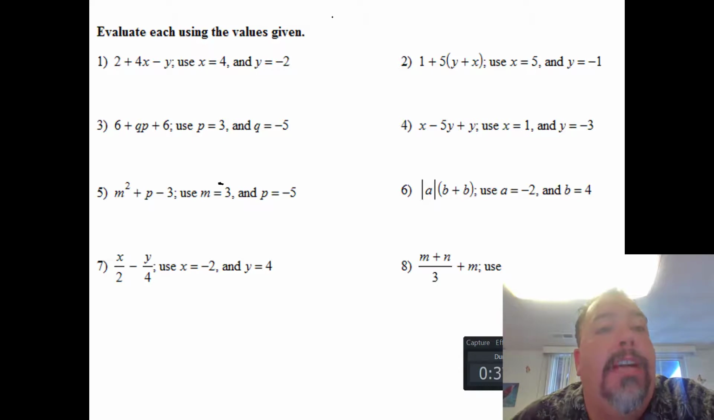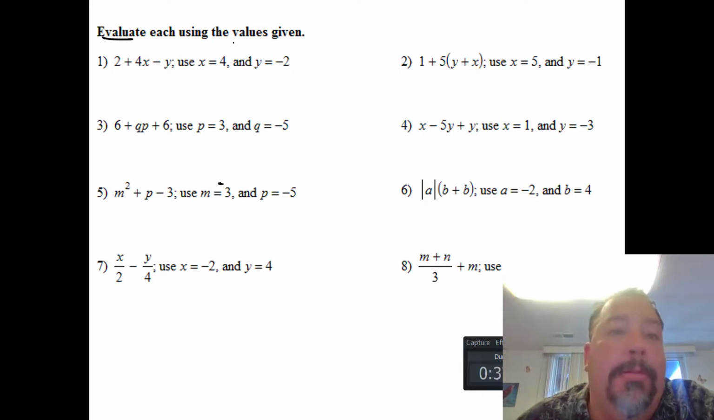Alright, so now we're going to go over how to evaluate expressions. And evaluating is pretty easy. It just means that we're going to plug in certain values in for letters. So these letters are variables and they're going to stand for a particular number. And the problems are going to tell us what numbers to plug in.